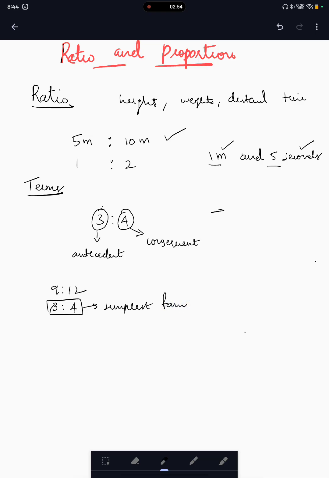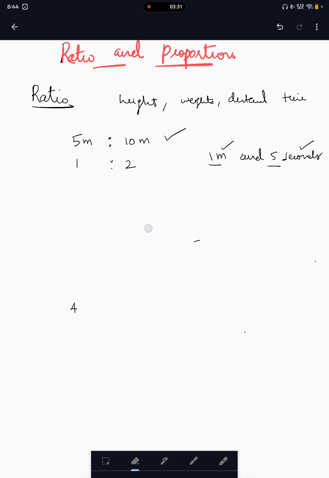So what a ratio is, the terms involved in the ratio, and the simplest form, I have told you. Very easy, guys. A ratio is a comparison made by dividing two numbers. Comparison by division is called a ratio. Now I will do one question, and you will come to know what a ratio exactly is.